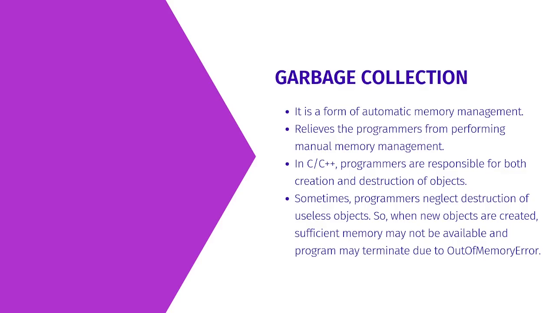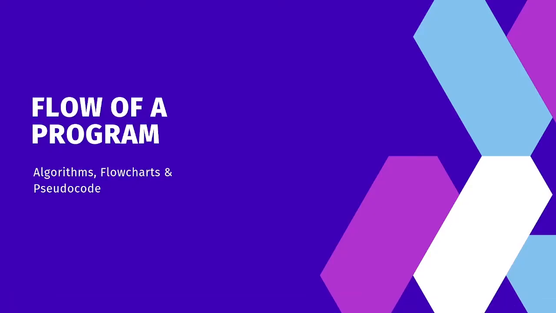Hey everyone, in this video we are going to talk about flow of a program, and more specifically about algorithms, flowcharts, and pseudocode. This is the second video of the series, Introduction to Programming, that covers topics from programming fundamentals to data structures and algorithms. In the last video, we talked about types of languages and memory management. So without any further ado, let's get started.